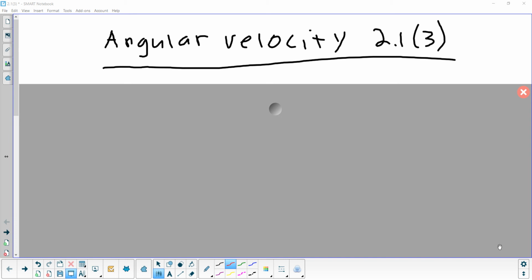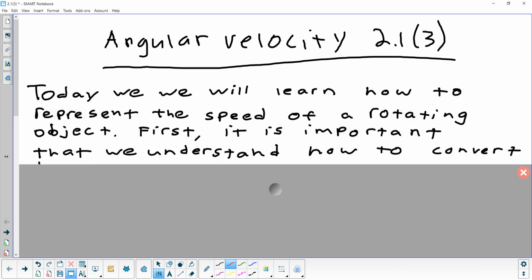All right, so we're going to look at the last part of the section for this week, which is 2.1 part 3. It's on what we call angular velocity. This section is going to have a lot to do with conversions, okay? Converting one thing to another, kind of like we've been doing with degrees and radians, except there'll be some other conversions in there as well.